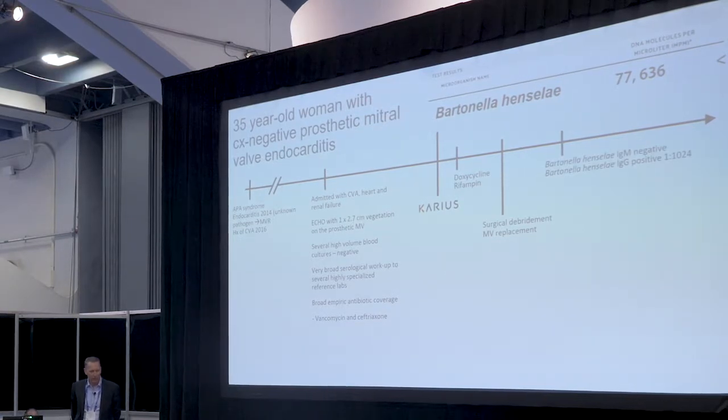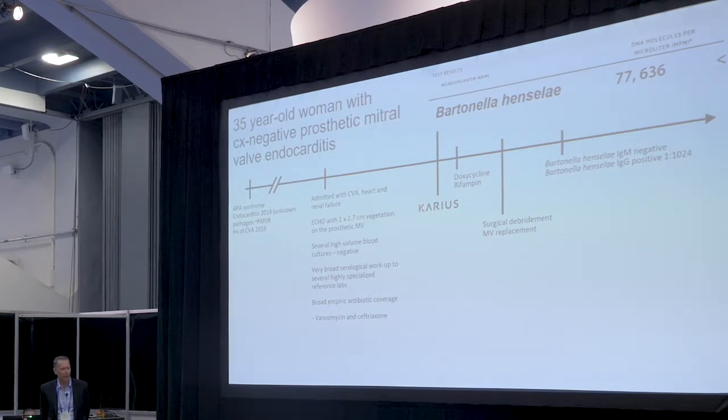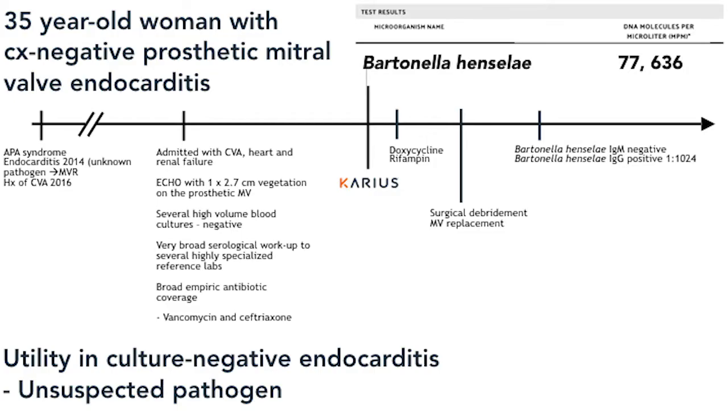Now, subsequent labs also came back, showing a Bartonella IgM that was negative, but the Bartonella IgG was positive at over 1,024. So to me, the take-home point on this case was the utility of the Karius testing, especially in our culture negative arena. And in our institution, prior to Karius, we had only seen about one case of confirmed Bartonella in about the last 7 or 8 years.